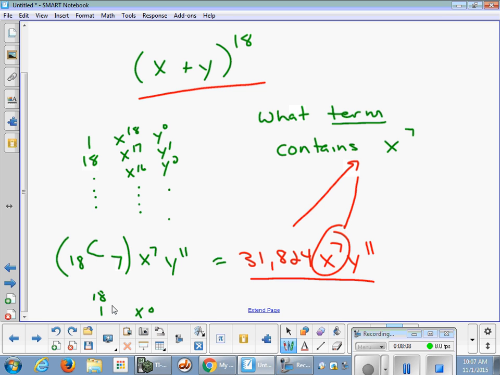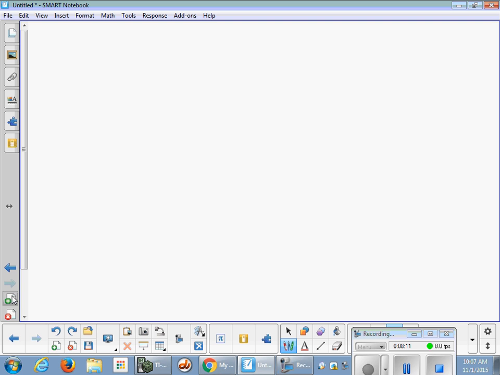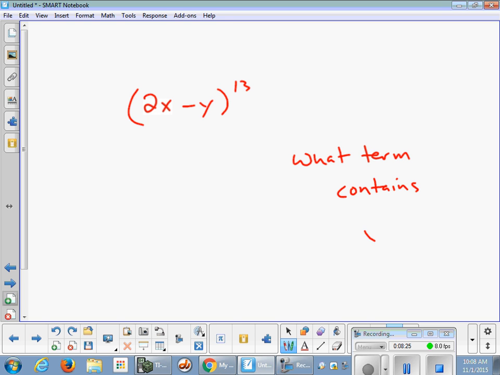Let's do one more example, and then you can try these in the homework. Let's say I have 2x minus y to the 13th, and I want to know what term contains y to the 5th. Okay, so I've got three parts to this. I got to fill in this blank, and I got to fill in those exponents. So I'm looking for y to the 5th.